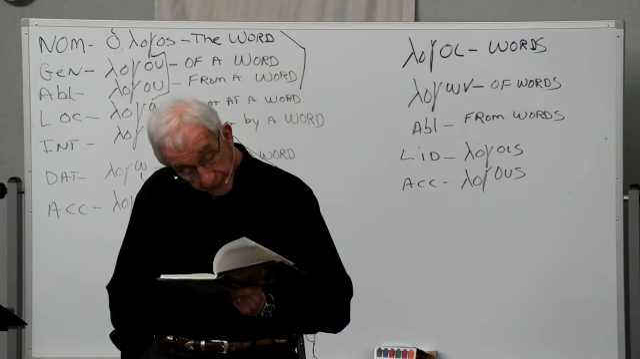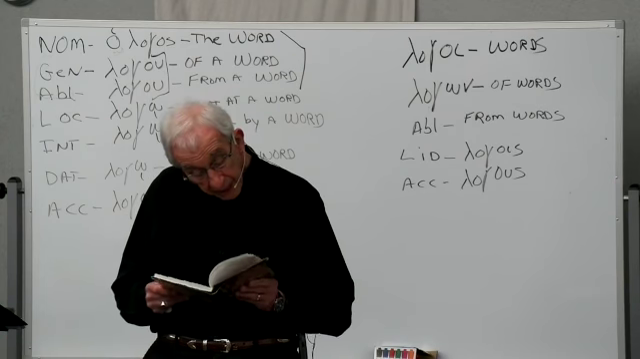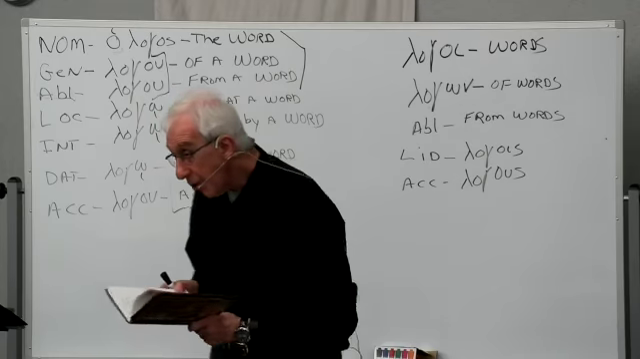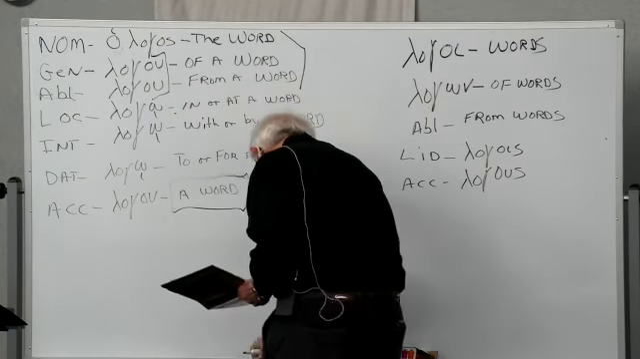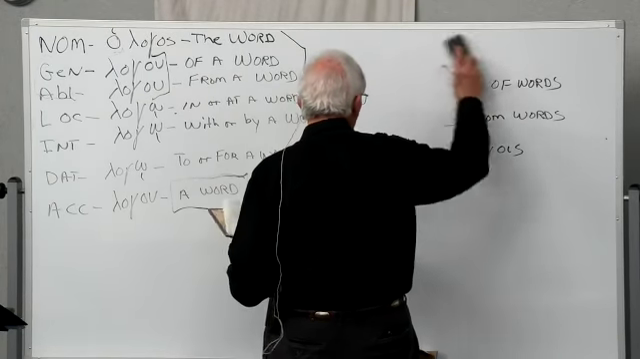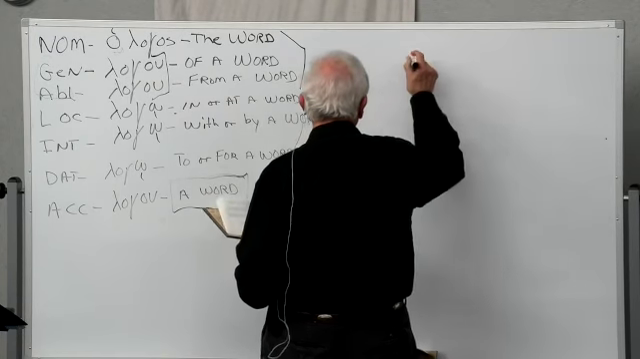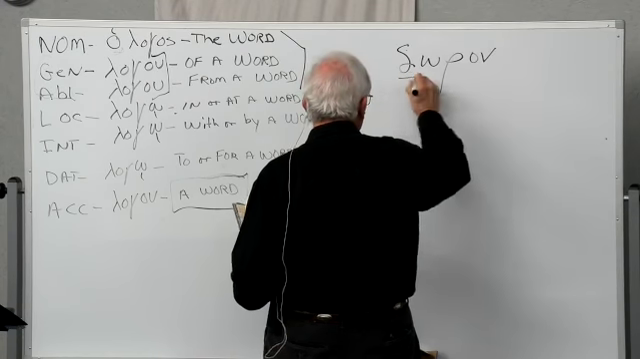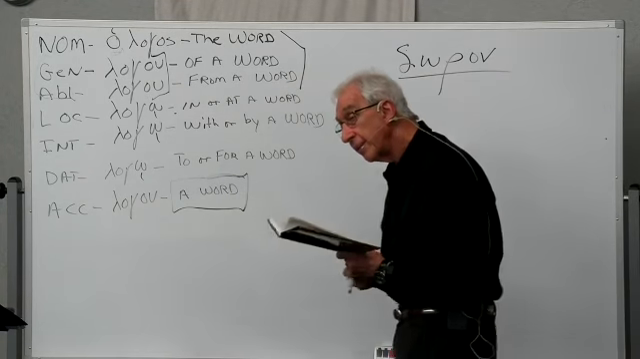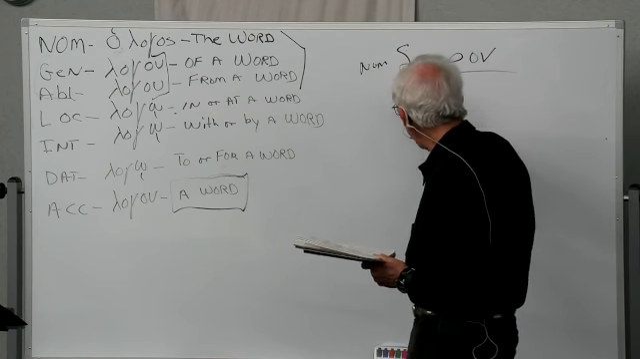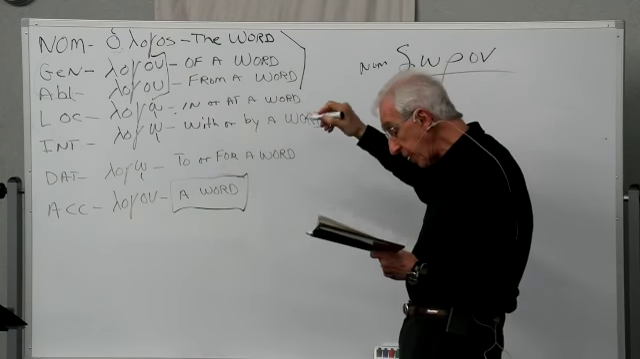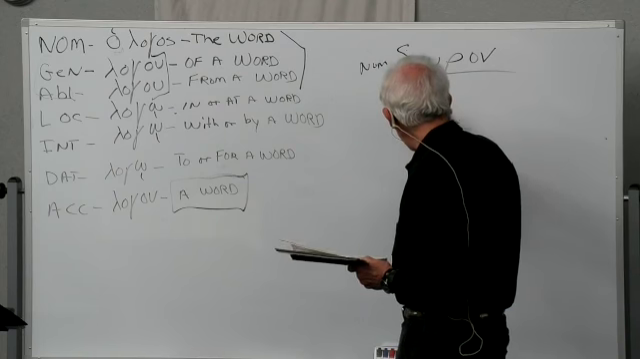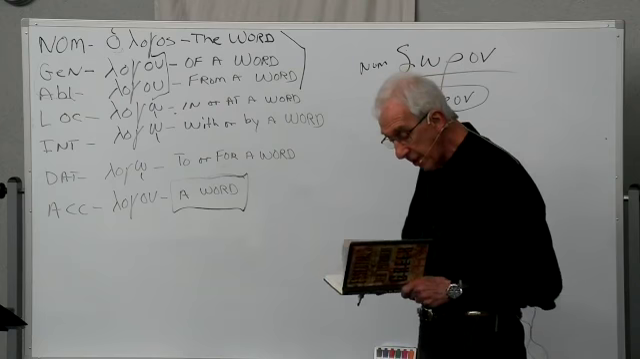Second declension noun. So if it was a neuter noun in the second declension, it will end in omicron nu instead of omicron sigma. And I don't want us to get confused. This is the word for gift. That's nominative. And then the genitive, ablative, locative, instrumental, dative will be the same as what you learned with the masculine. And then the accusative will be the same as the nominative. And that's where you're going to have to let the context tell you what case you're dealing with.